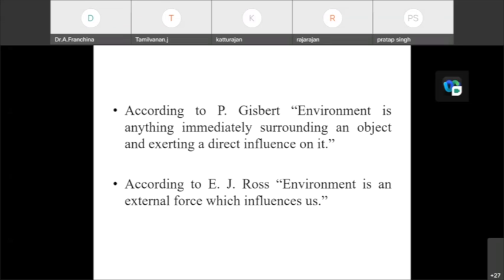And according to E.G. Rose, environment is an external force. I hope you know the meaning of external and internal. Say, for example, I need to lead my life, I need some support, right? So the environment plays as an external force which influences us.